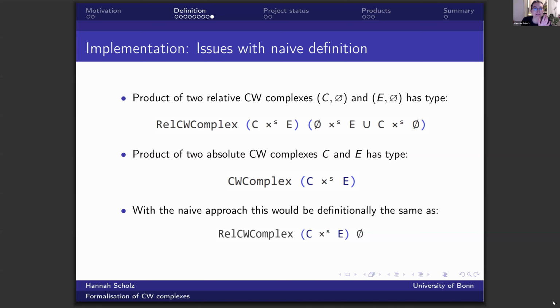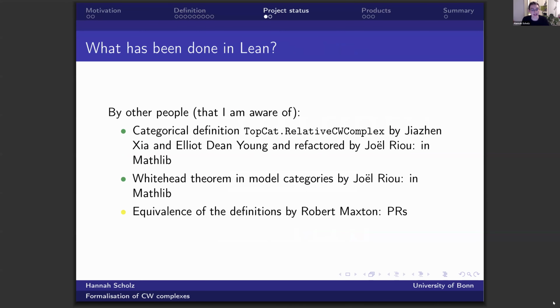So now I want to tell you what else has been done in Lean. First, what other people have done that I am aware of, at least. I told you about this categorical definition before. That is also in Mathlib, actually. That is called TopCat.RelativeCWComplex. That was originally done by Jia Chenjia and Elliot Dean Young, and then afterwards refactored by Zhou Ryu. And actually, Zhou Ryu has done more things in this direction. As an example, just because we talked about Whitehead's theorem earlier, he did Whitehead's theorem in model categories, which is a generalized setting. And lucky for you, he's giving a talk tomorrow at this exact time, I think. So be sure to attend that too.